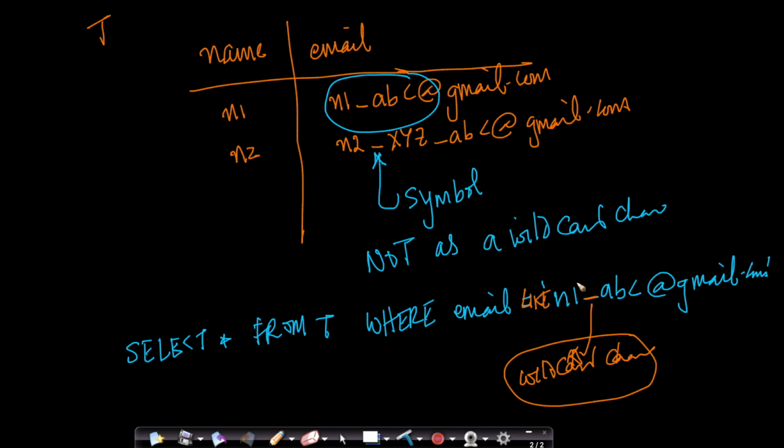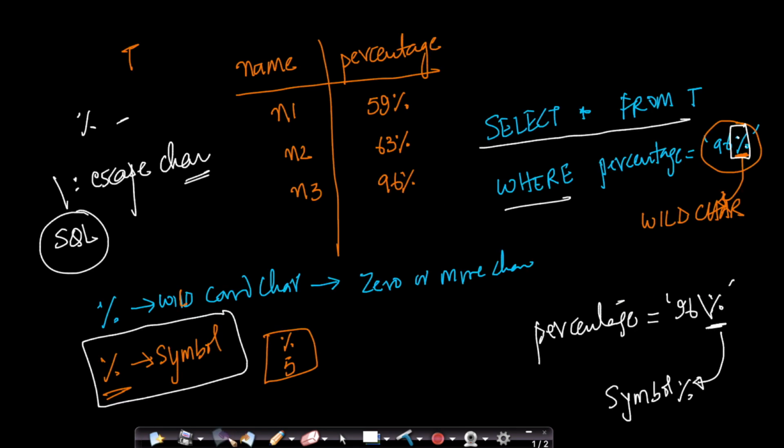In such a case, what should we do? We should write where email like n1 backslash underscore abc at gmail.com. So the moment you use this escape character, you are saying whatever comes next should not be treated as a special character, it should be treated as the symbol. Very simple. Even in the earlier example, we shouldn't say percentage equals, we should say percentage like, because this is string matching that we want to do with wildcard characters. That's a small correction I wanted to make.